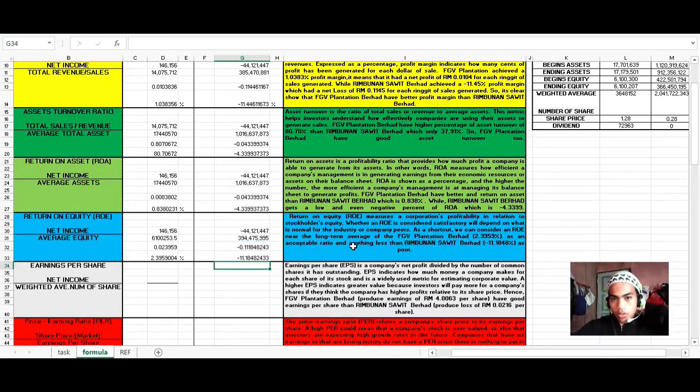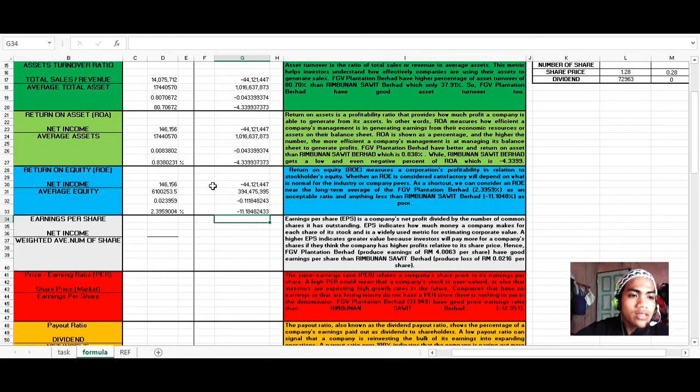So we know that return on equity, ROE, measures a corporation's profitability in relation to stockholder equity. Whether ROE is considered satisfactory will depend on what is normal for the industry or company peers. As a shortcut, we can consider ROE near the long-term average for FGV Plantation, which is 2%, an acceptable ratio. Anything less than that, like Rimbunan Sawit Berhad at negative 11, is poor.